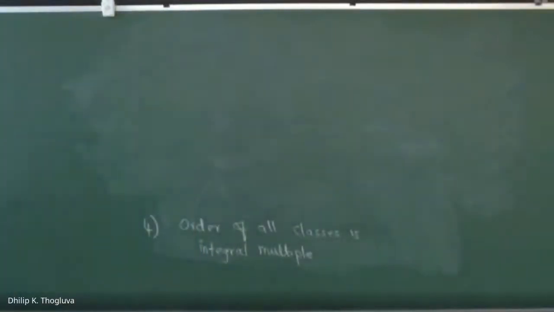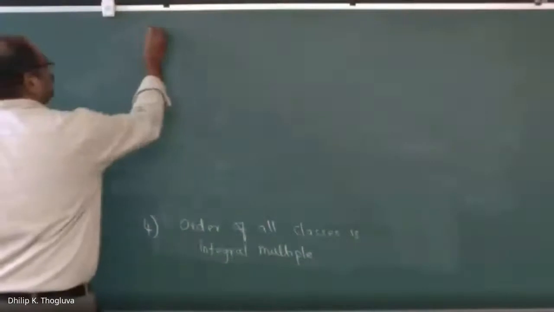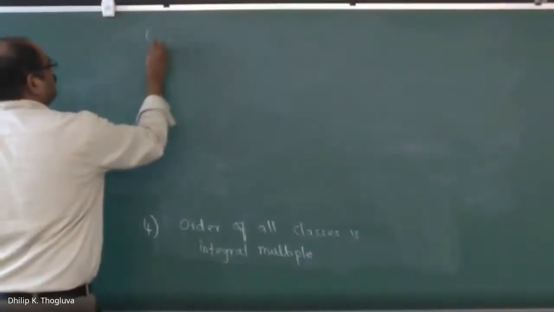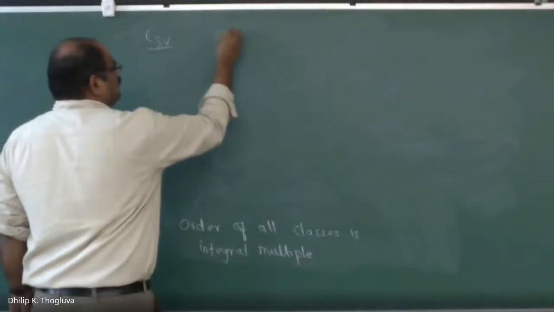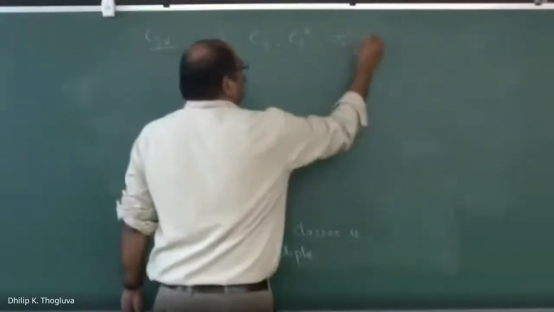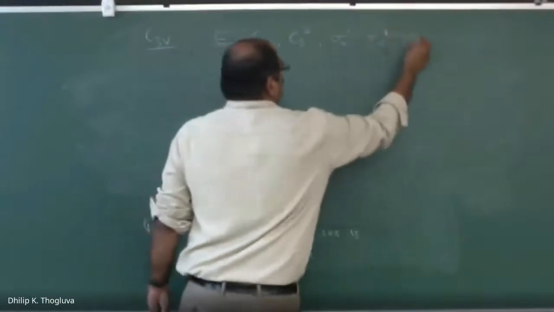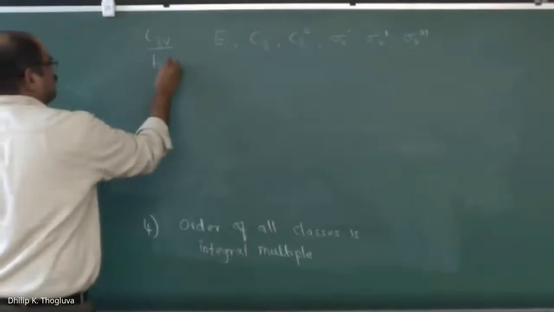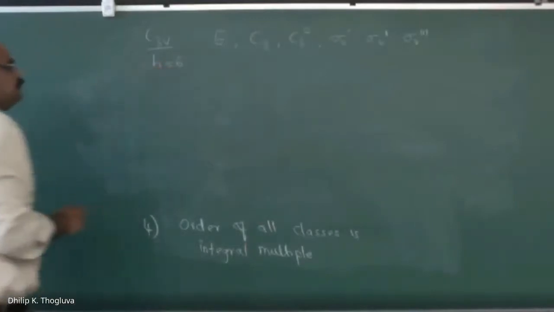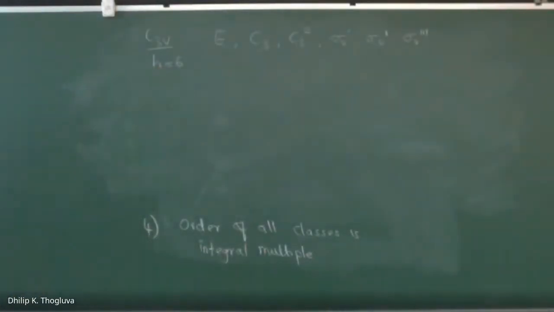Find out class. Okay, so let's do C3v itself. It's a long one, but yes, try for C3v. So you have C3v in this. You have E, C3, C3², σv, σv', σv'', right? So h is in this case 6. So we have to find out how many classes are present.